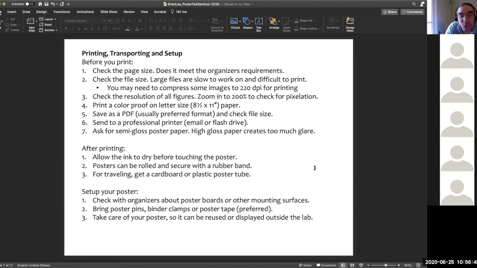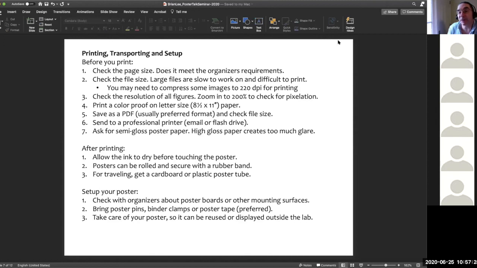It's also a good idea to bring things to attach your poster to whatever they're going to be hanging on. So if they have poster boards, you can use poster pins. In some cases, the poster boards will allow you to use binder clamps, so you can clamp the top of the posters. The other thing that you can use is poster tape. That's actually preferred. If you can use poster tape, you won't mess up your poster, you won't put holes in it, and you can reuse your poster. So that's probably more recommended.